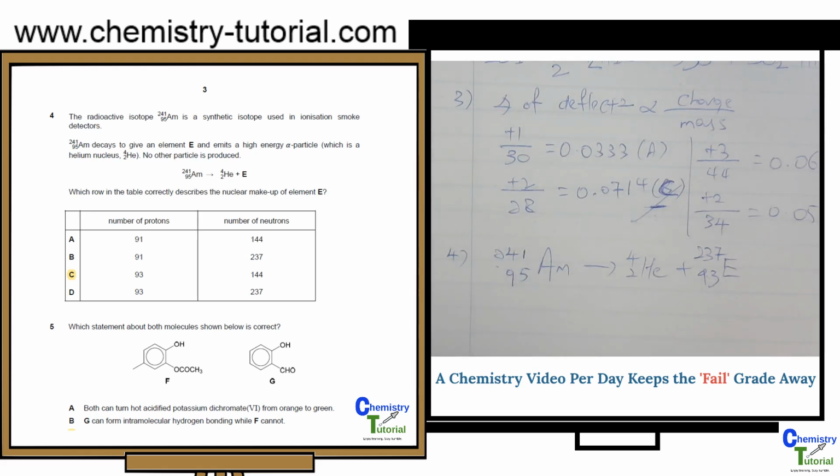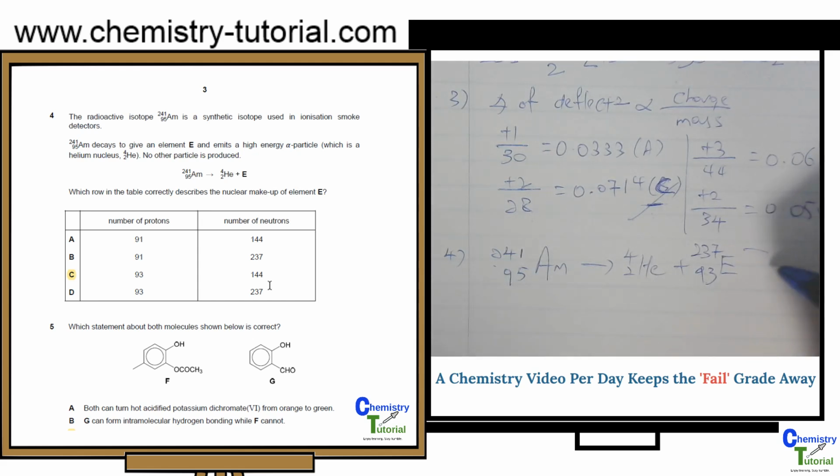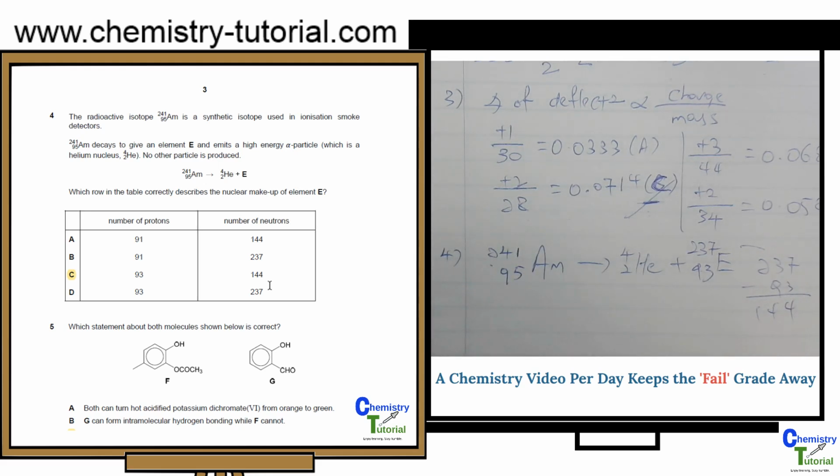So how many protons do we have? We have 93. So we should only consider C and D. What's the number of neutrons? It's not 237. 237 is the number of nucleons, which comprises protons and neutrons. So to get 144, we will use 237 minus 93. And this one will give us 144. Hence the answer is option C.